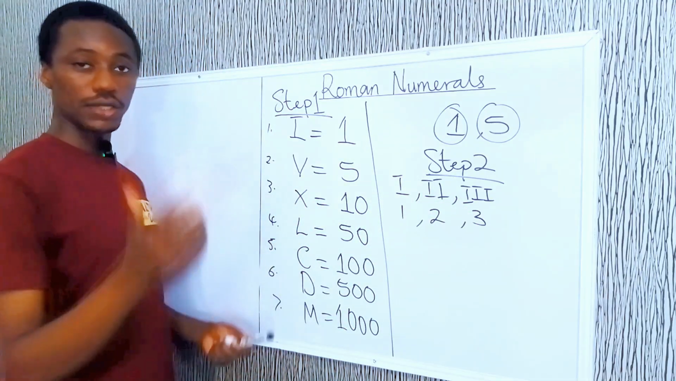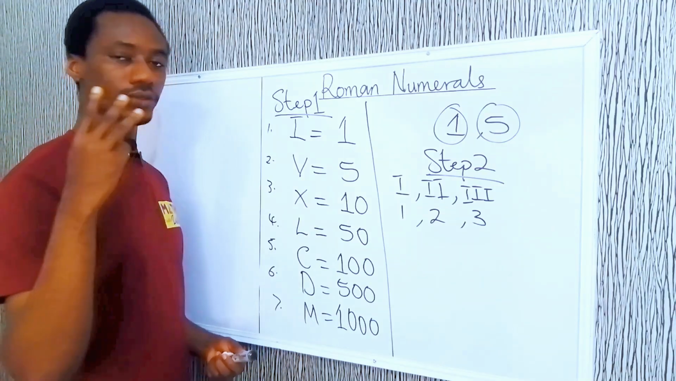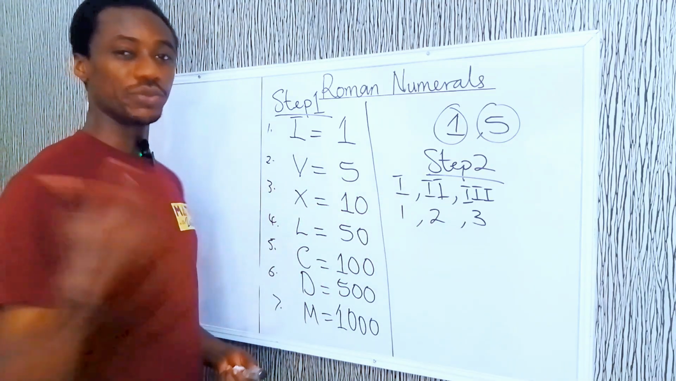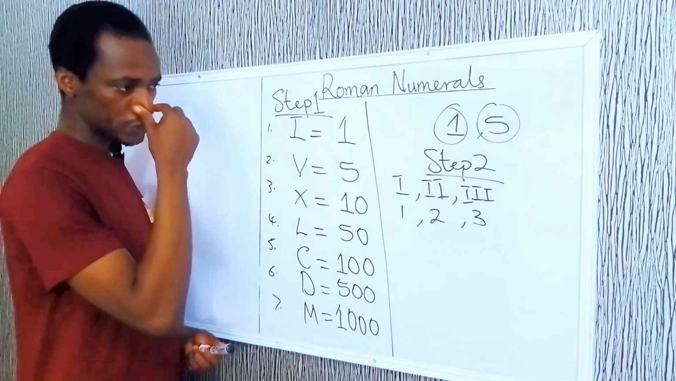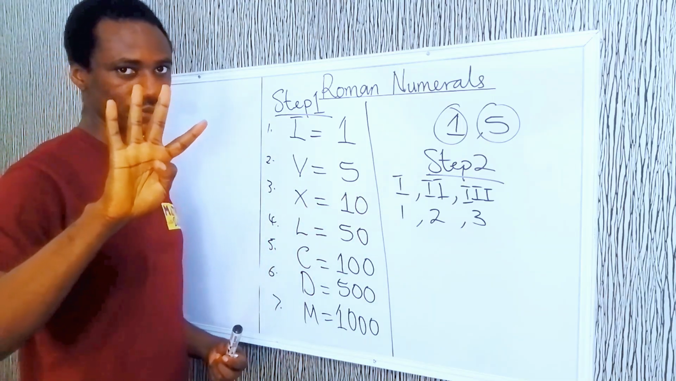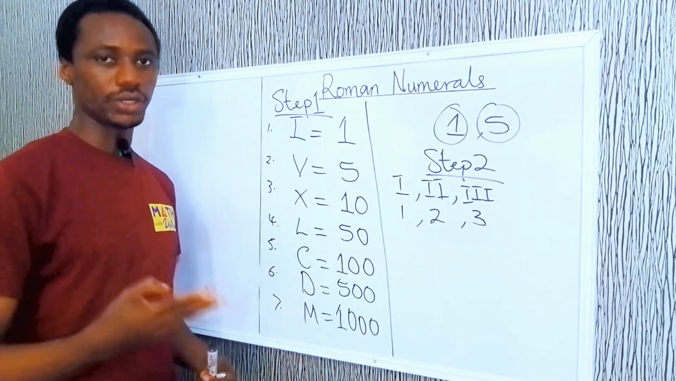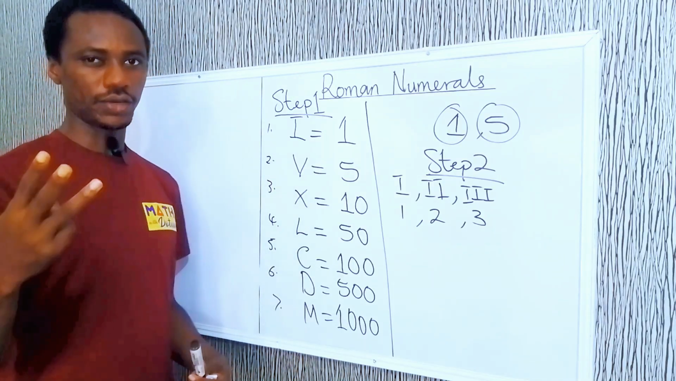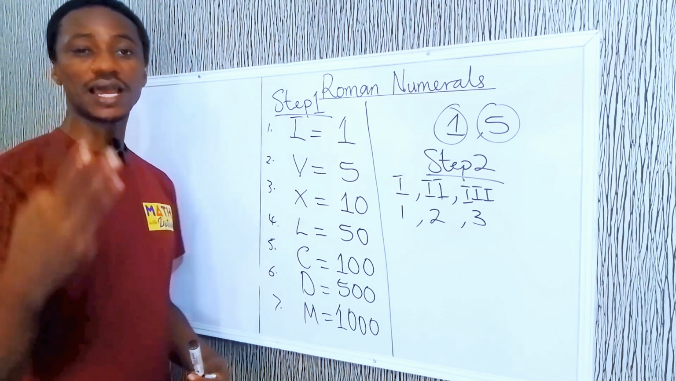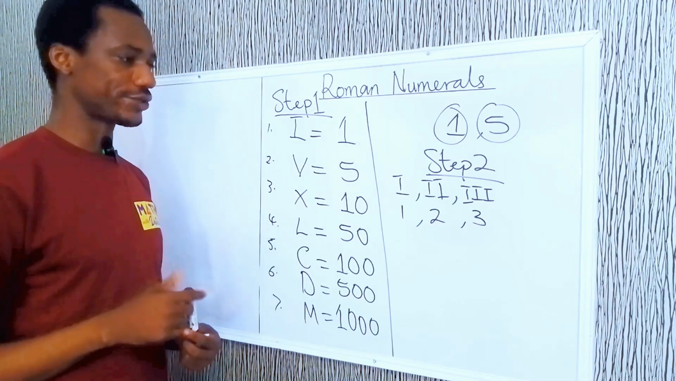But in Roman numerals you can't go past 3 letters. You can't go past the letter being repeated 3 times. So you can't have I 4 times. The maximum number of times you can repeat the letter is 3 times. Once you have repeated that letter 3 times, you now go over to subtraction.